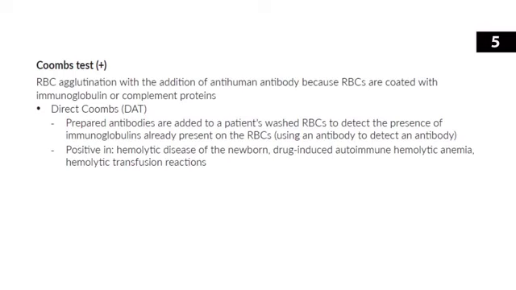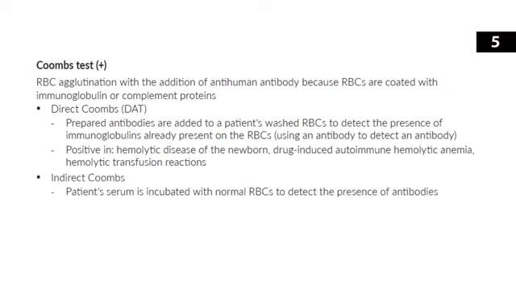We use a direct Coombs test to diagnose hemolytic disease of the newborn, or drug-induced autoimmune hemolytic anemia, and also hemolytic transfusion reactions. Now, the indirect Coombs test is a slightly different test, where the patient's serum is incubated with normal red cells to detect the presence of antibodies. So basically, you're not looking at the patient's red cells this time, you're looking at the patient's serum to see if the serum has antibodies that are going to bind to those normal red cells.